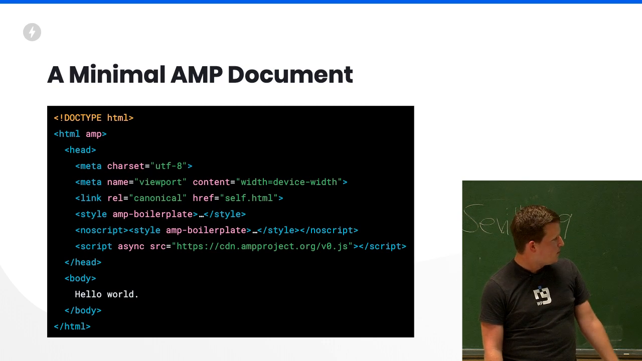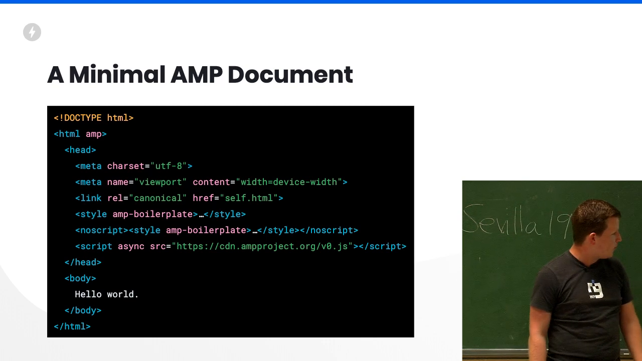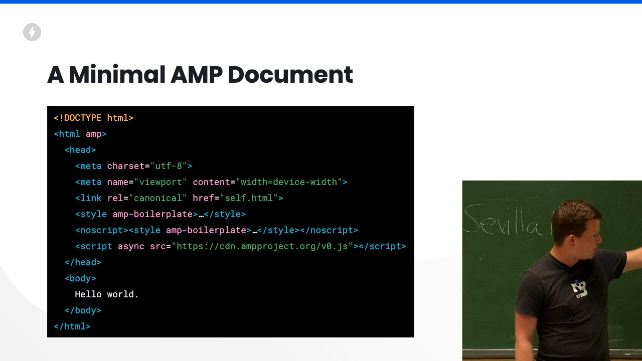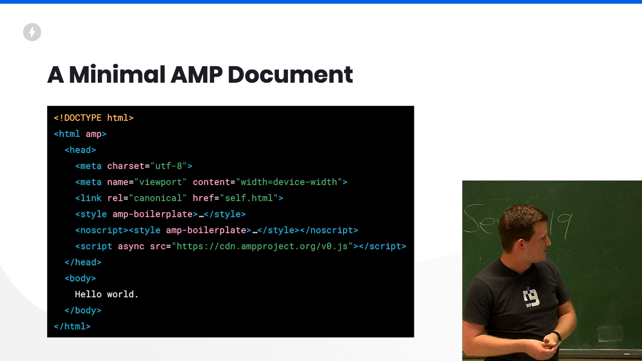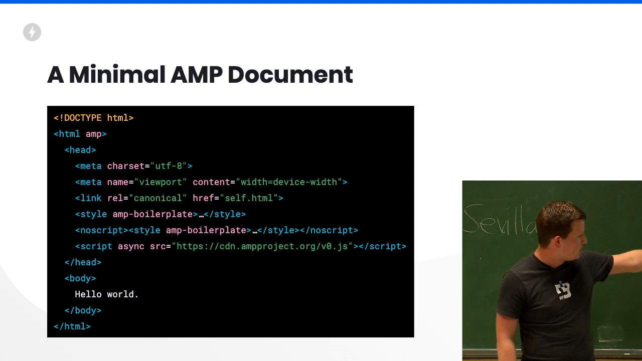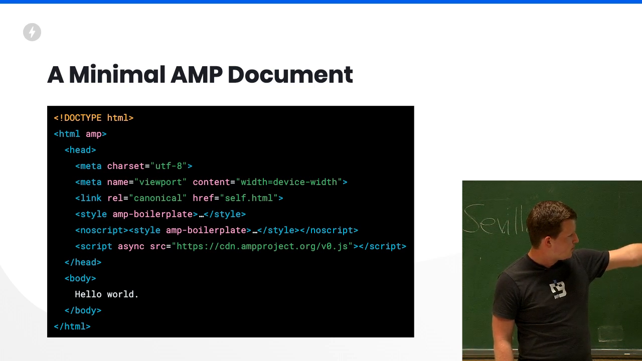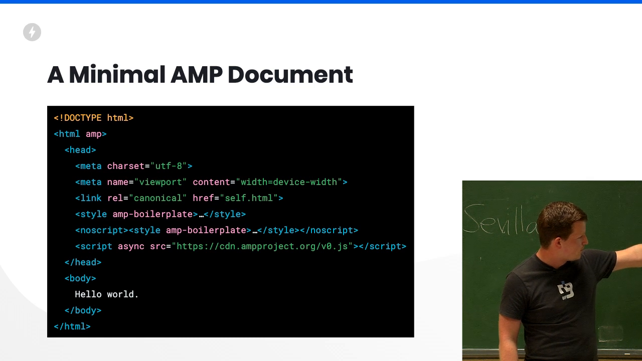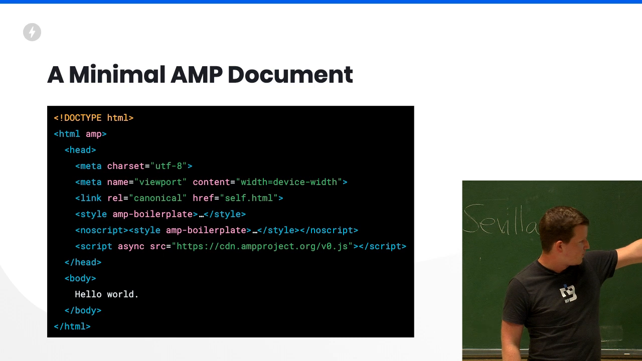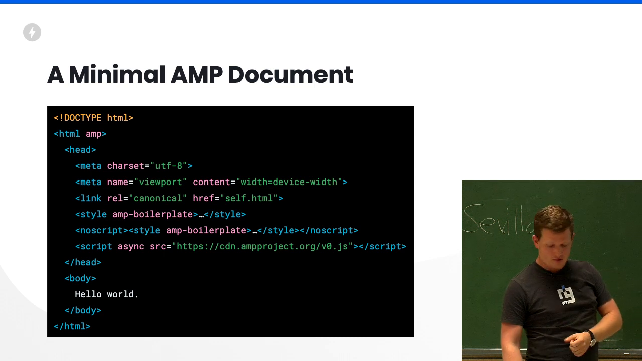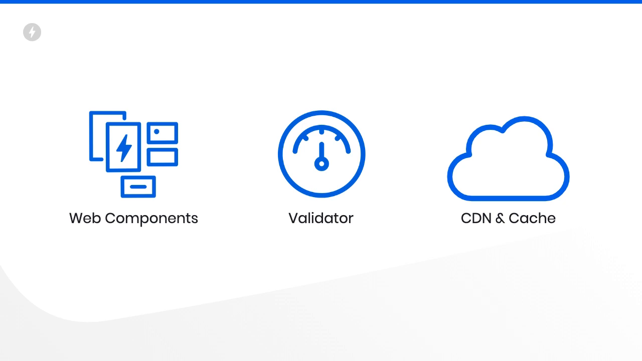Now that we've seen an invalid AMP document in this demo, let's look at the minimal correct AMP document. As you can see, it's really just HTML and CSS. There are a couple of extras, like you need to load the AMP library, and you also need to include a minimal style sheet for basic styles from AMP. And of course, there is an AMP attribute in the HTML tag.